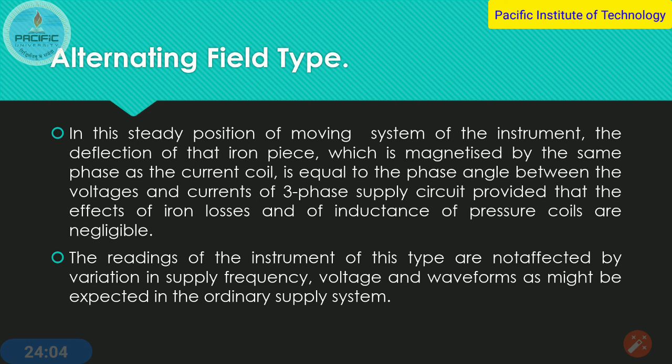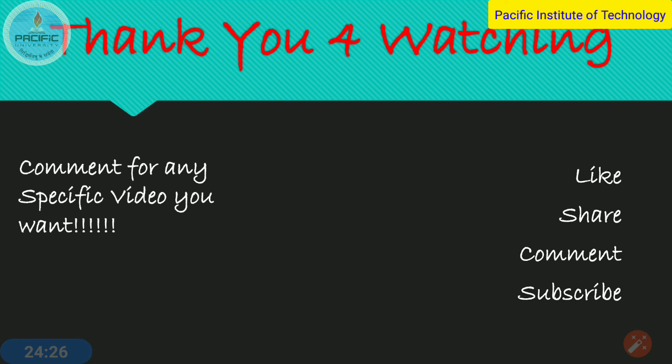Now, there is one condition: the effect of iron loss and the inductance of the pressure coil are negligible. The reading of the instrument of this type is not affected by variation in supply frequency, voltage and waveform, as might be expected in an ordinary supply system. Thank you.